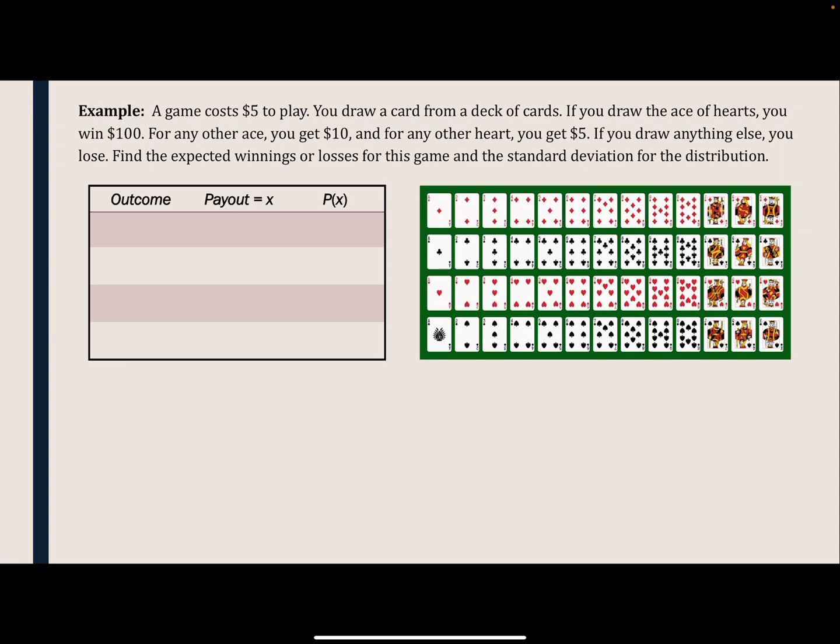One more example. A game costs $5 to play. You draw a card from a deck of cards. If you draw the ace of hearts, you win $100. For any other ace, you get $10, and for any other heart, you get $5. If you draw anything else, you lose. Find the expected winnings or losses for this game and the standard deviation for the distribution.